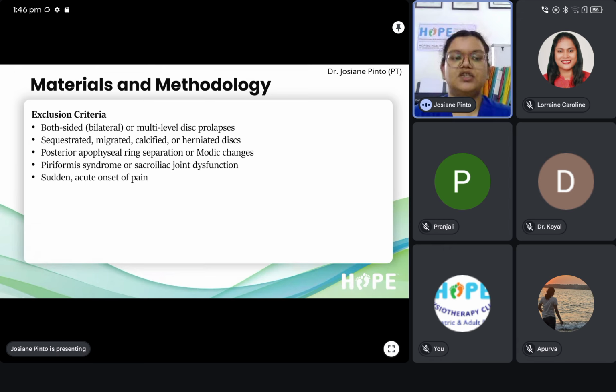The exclusion criteria. So bilateral or multi-level disc prolapses were excluded. Sequestrated, migrated, calcified or herniated discs were excluded. Posterior apophyseal ring separation or Modic changes were excluded. Piriformis syndrome, SI joint dysfunction, or sudden acute onset of pain were also excluded.